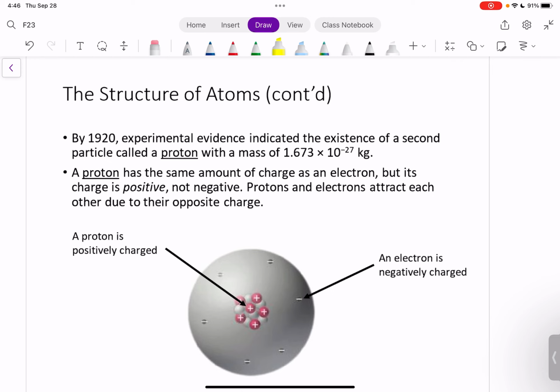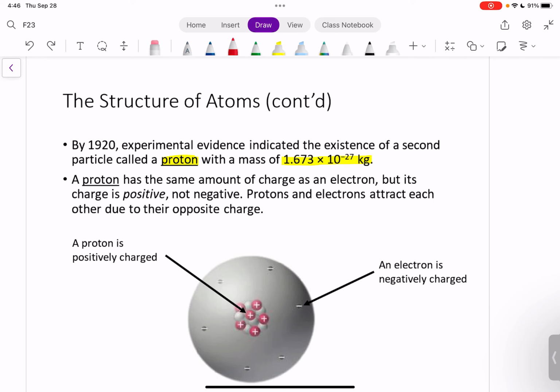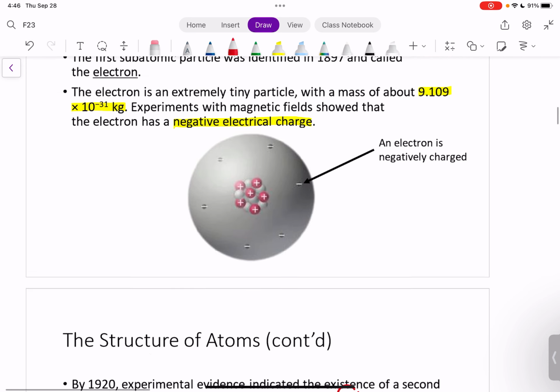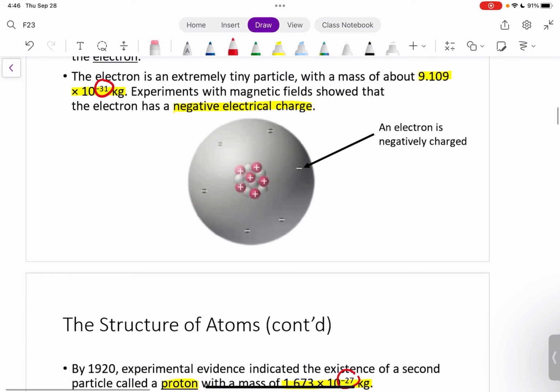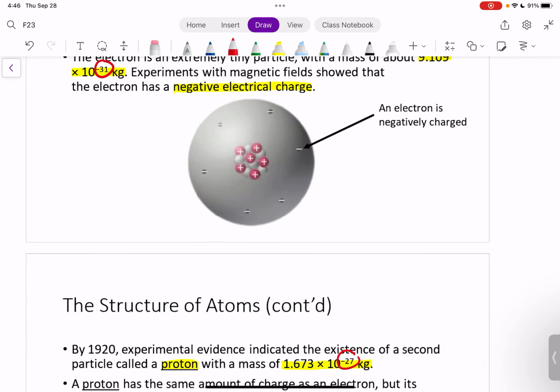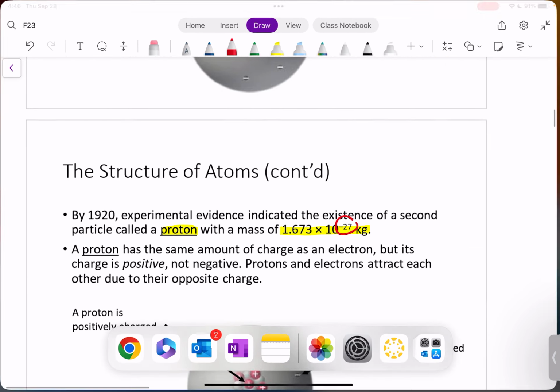By 1920, there was some evidence that indicated that there might exist some second particle, and we found that it was a proton, which has a mass of 1.67 times 10 to the negative 27 kilograms. So what you'll notice is that protons are actually more massive than electrons. If you look at those two exponents there, you'll notice that negative 31 is smaller than negative 27. So protons are larger than electrons.